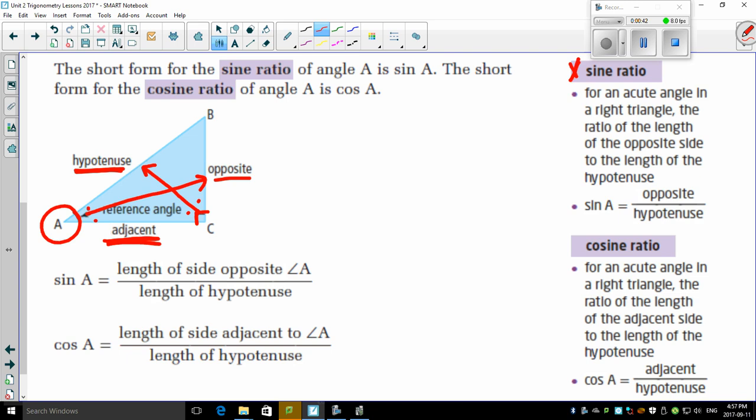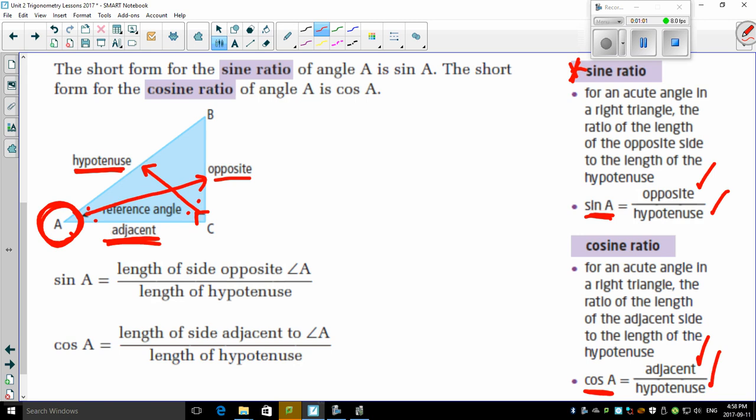Now, I want to show you something. Sine ratio over here means the sine of that angle. Notice that this is angle A right here. The sine of this angle is opposite over hypotenuse. In cosine, cosine here is now adjacent over hypotenuse.